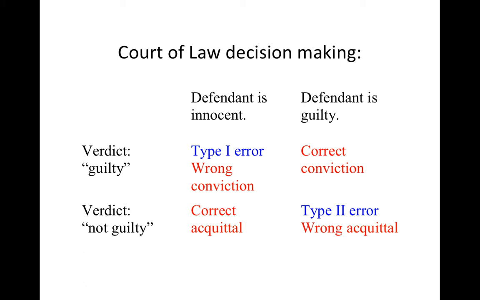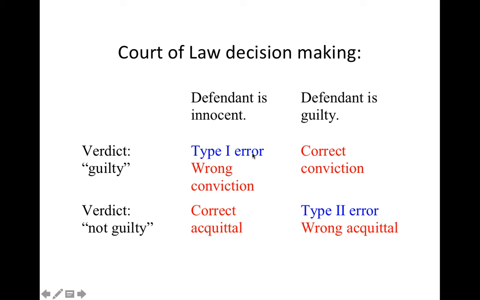Now, just as a kind of follow-up, when we talk about the two different types of errors you can make, we literally call them Type 1 and Type 2. Type 1 is the more severe error. Type 2 is the less severe error.